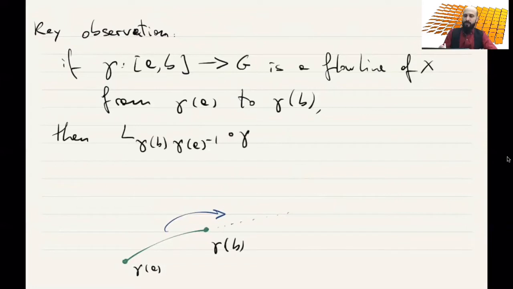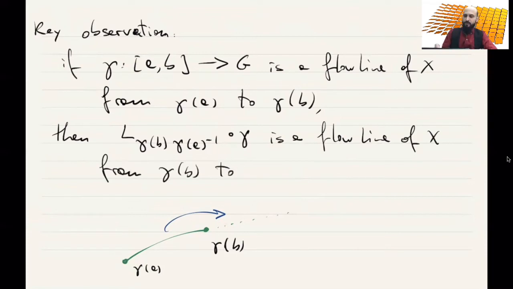So now composing with gamma, this is a curve that starts from gamma b, and since I multiply on the left, this is a flow line of x from gamma b to another point, gamma b times gamma a to the minus 1 times gamma b. It's not really important which point it is. What's important is that this works because the vector field is left invariant.